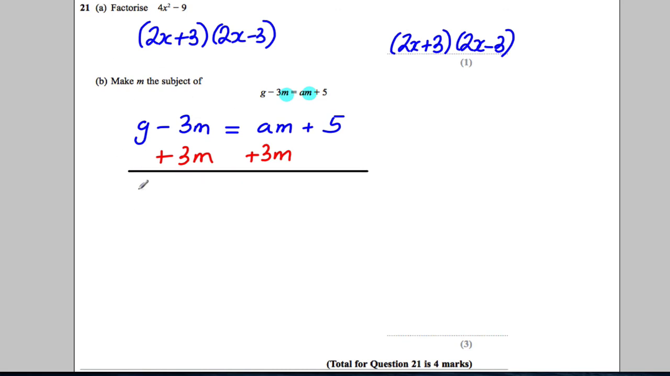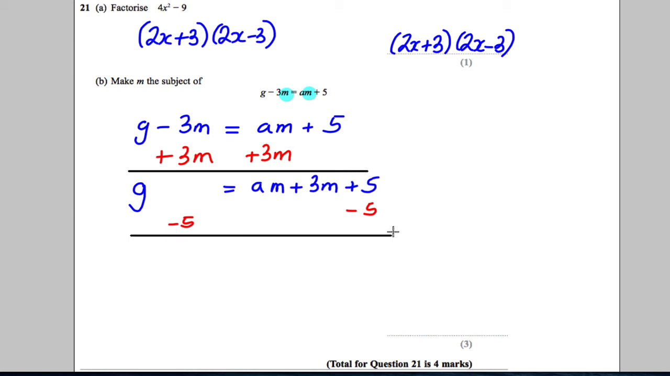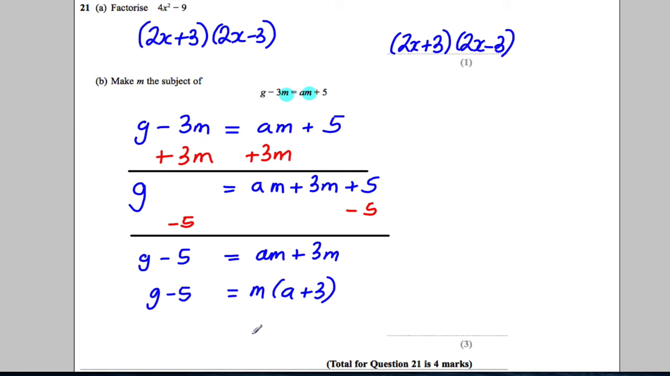So I'm going to put a line under this, and I'm going to say my next line is therefore going to be g is equal to am add 3m add 5. Now what I'm going to do is subtract the 5 from both sides, in order to just keep everything with m's together. So my next line is going to be g subtract 5 is equal to am add 3m. Now I can factorise out an m to get m multiplied by a add 3, and that's going to be equal to g subtract 5.